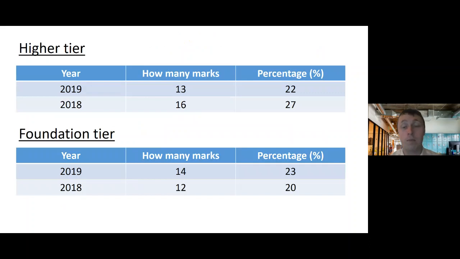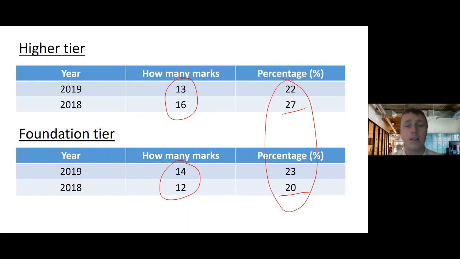So looking back at the papers that have been sat and not ones that were cancelled, you can see in the 2019 and 18 papers, there were 13 and 16 marks in higher tier, and in foundation tier, there were 14 and 12 marks. But the thing to take from this is that there's 20 to 27%. So it's always 20% of the grade of the entire paper is based off of graph work. So that's quite a big chunk if you think about your overall exam. That's 1/5 to a quarter of your entire exam based on your ability to work with graphs.